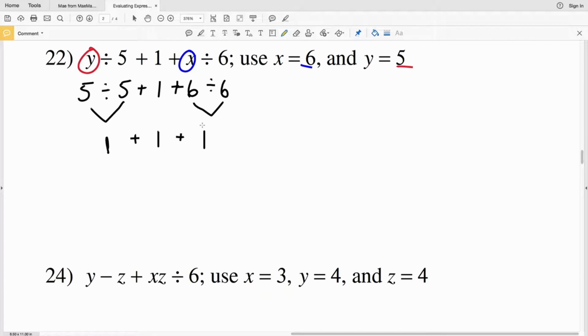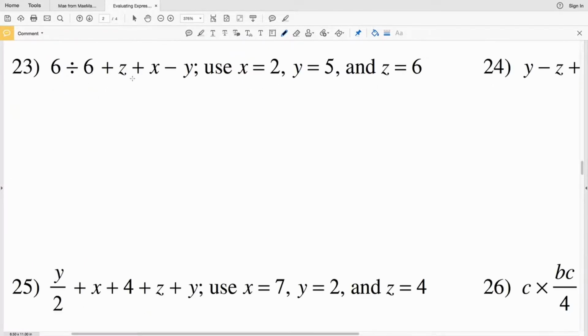If you're still not comfortable, go ahead and do 5 divided by 5 first to get 1 plus 1 plus 6 divided by 6. Then in the next step, do your 6 divided by 6, and then you get 1 plus 1 plus 1. So I just combined 2 steps to get 1 plus 1 plus 1 a little bit quicker. Again, if you're still not comfortable, you can do 1 plus 1 first and then add 1 at the end, but I'm just going to do this all within the same step. We're going to do 1 plus 1, which is 2, and then add another 1 is 3. So the answer to number 22 is 3.